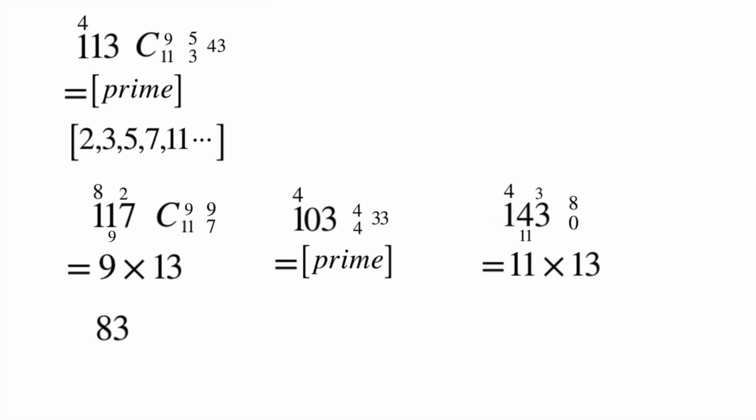How about two-digit numbers? 8 plus 3, 8 minus 3. No 11, no 3. Then minus 70. No 7. It's a prime. Once again, 8 plus 7 and 8 minus 7. It's not a prime number.